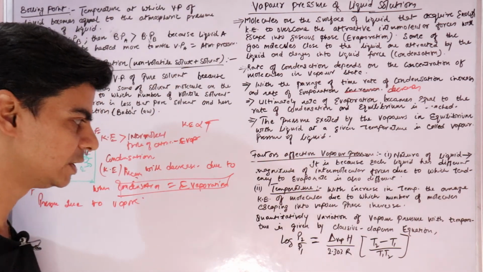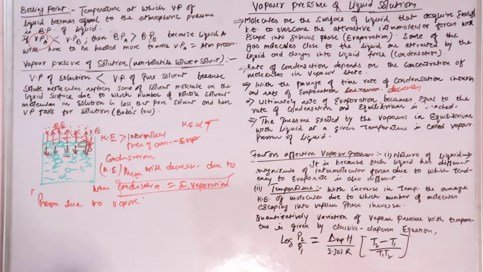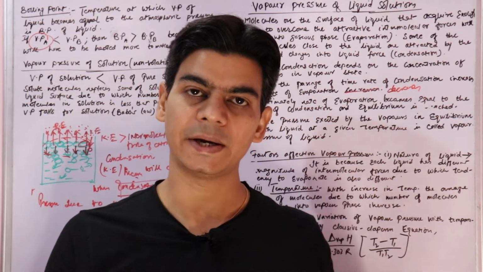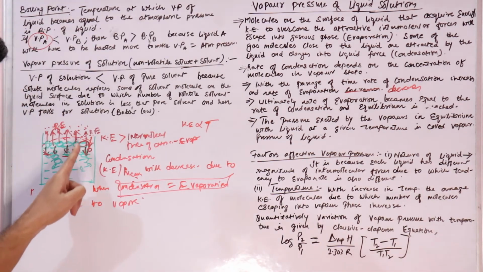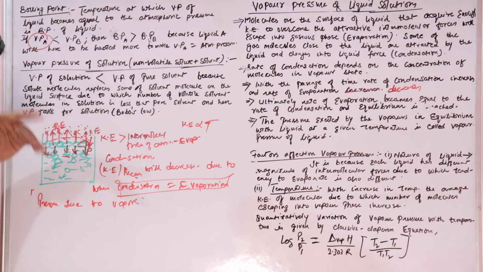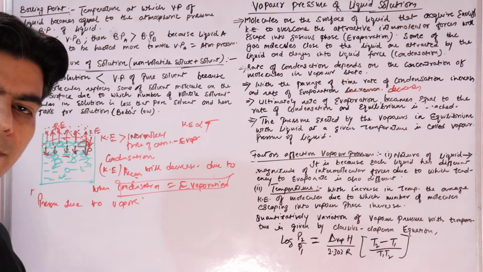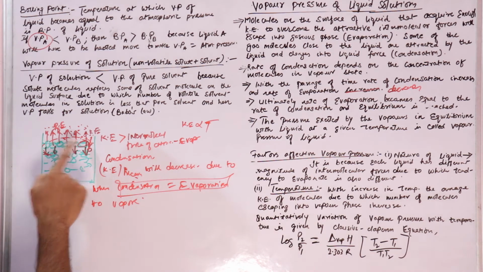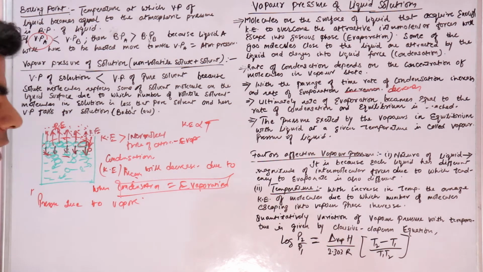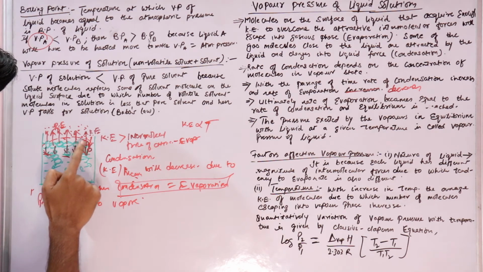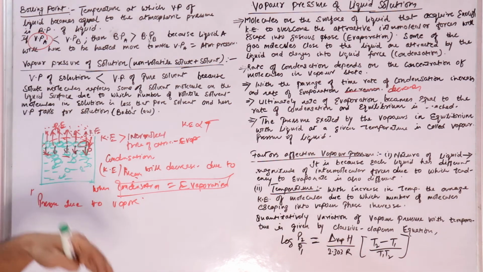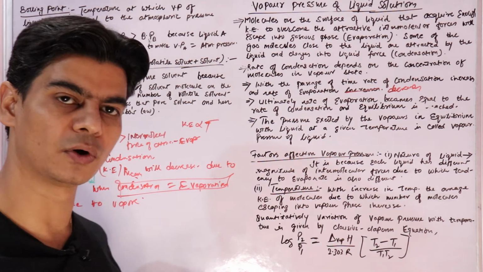The second is temperature. As I said at the beginning, the molecules at the surface that possess enough kinetic energy to overcome this force of attraction would be able to escape into the gaseous form to form vapors, right? I repeat, the molecules at the surface that have high enough kinetic energy to overcome the intermolecular force of attraction will enter into vapors. Only those molecules will form vapors.